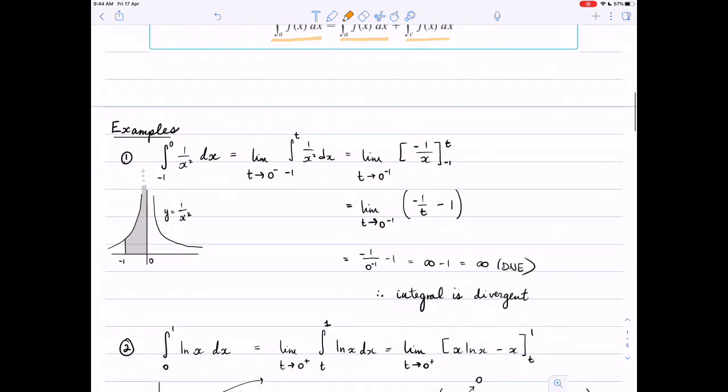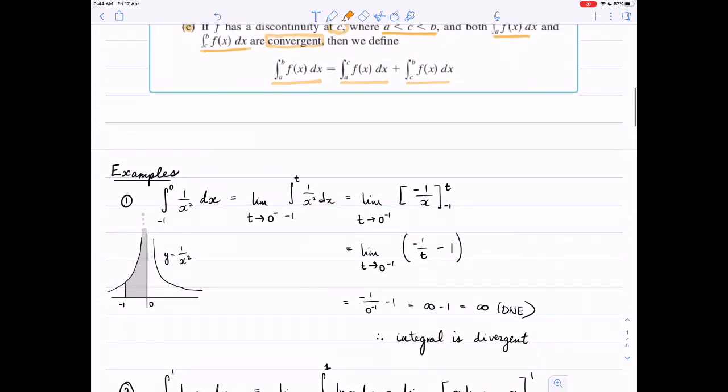So the first example. Let's look at number 1, the integral from -1 to 0 of 1 over x squared dx. From our knowledge of the graph of 1 over x squared, from -1 to 0, 0 is a vertical asymptote of this function, so this is a type 2 improper integral.